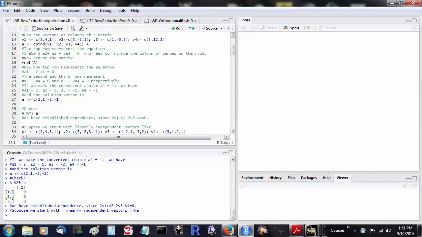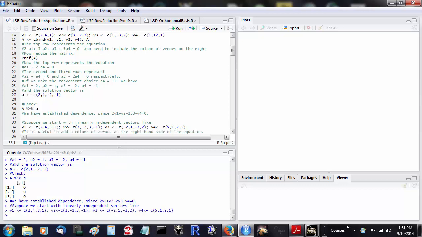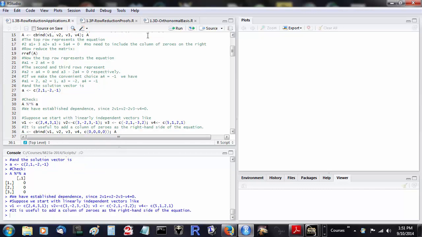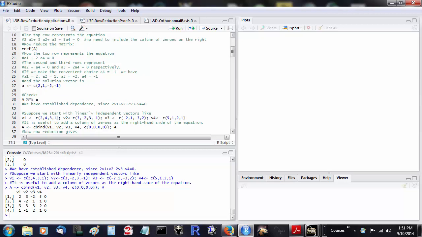Suppose we started with linearly independent vectors. Here are 4 4-component vectors, and I chose these carefully to make sure that they were going to turn out to be linearly independent. RREF is sometimes happy only if you slap an extra column of zeros on the right-hand side, and here you can think of this as the equals 0 in the equation that determines linear dependence versus linear independence.